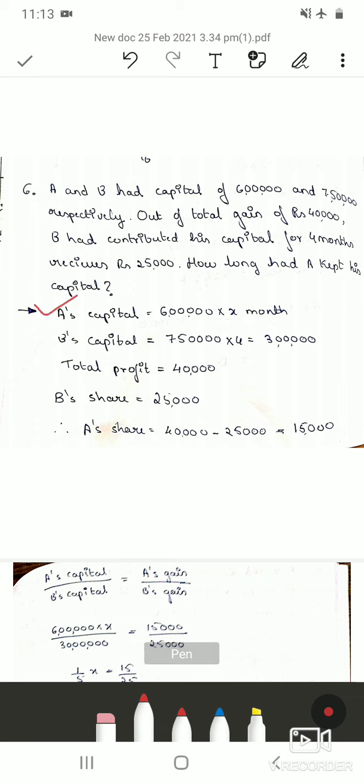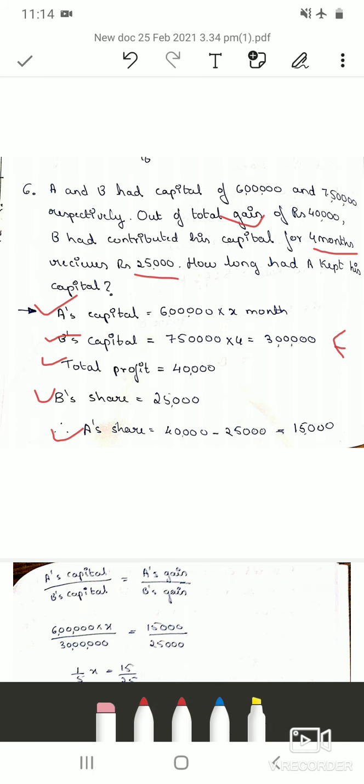So here they have given A's capital, which is 6 lakh, and we don't know for how many months he had kept his capital, so let us take it as X. And then they have given B's capital, which is 7 lakh 50,000, and he has kept it for 4 months. Therefore, B's capital will be 3 lakh rupees. They have given the total profit, that is total gain of rupees 40,000. In that 40,000, B receives his share of profit, which is 25,000. Therefore, A's share will be total profit minus B's share, which is 15,000.